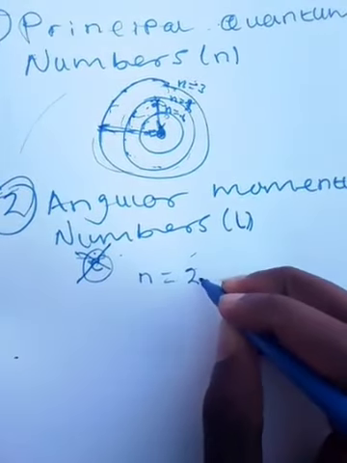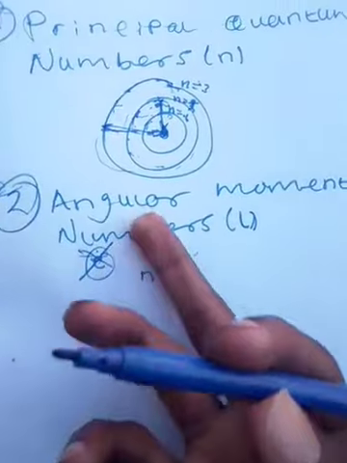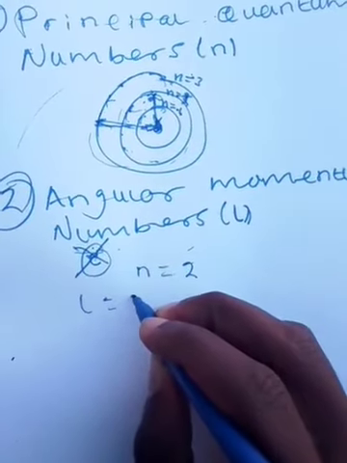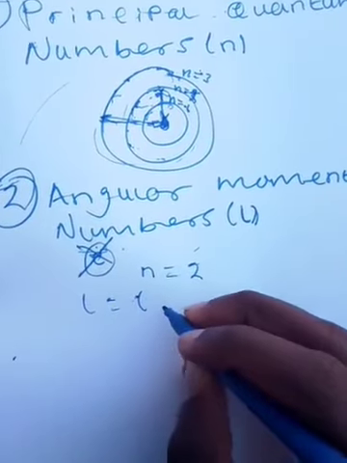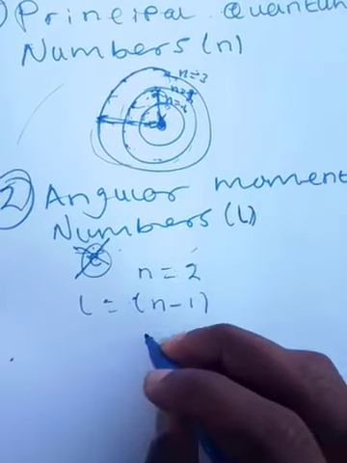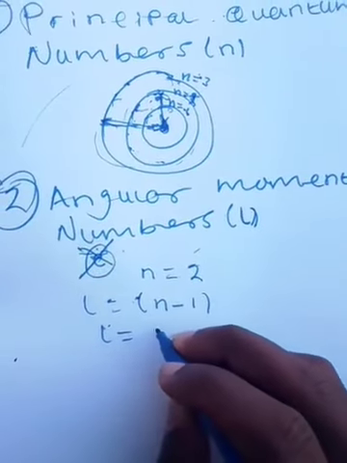N is equal to 2. So for you to find L, you need to use the formula n minus 1. So L is going to be what? 1, right?